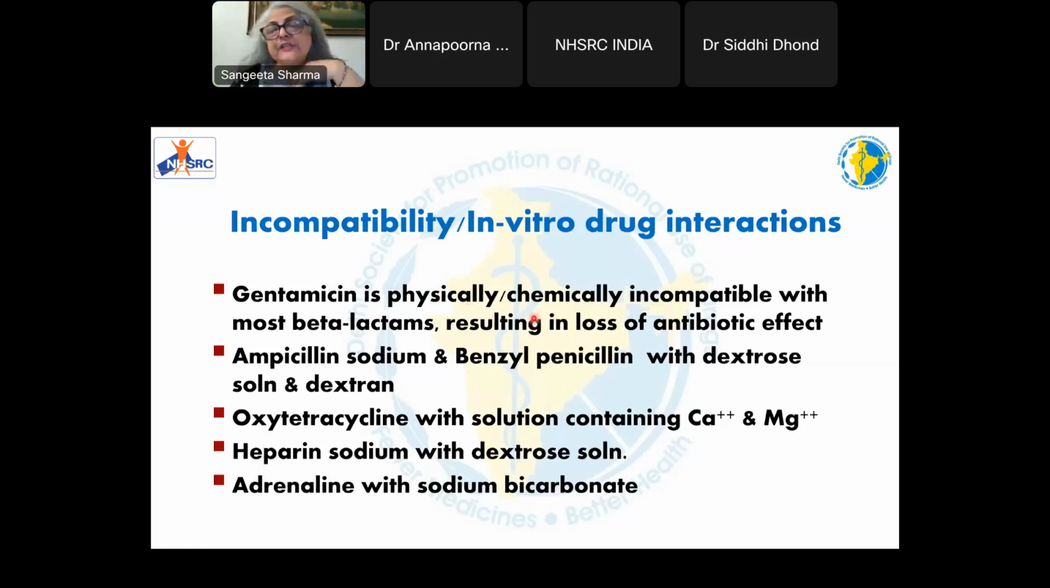Gentamicin is physically and chemically incompatible with most beta lactams. So never combine gentamicin with beta lactam cephalosporins, because then it will lead to the loss of antibiotic effect. Ampicillin and benzyl penicillin are not to be mixed with dextrose solution. Dextran and oxytetracycline are not to be combined with calcium and magnesium containing solutions. Like this, adrenaline is not combined with sodium bicarbonate. Heparin should not be combined with dextrose solutions.